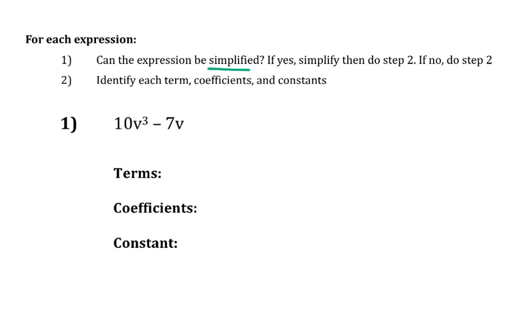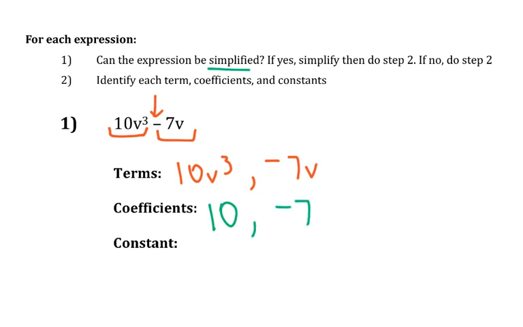So what are the terms? I've got one term and I've got another term. Now this sign right there, that goes with the term. So my terms are 10v to the third and negative 7v. Two terms. The coefficients, those are the number parts, so it's going to be 10 and negative 7. The constant would be any number that I have with no variable, and there aren't any, so I'm going to just say none because there are no constants.